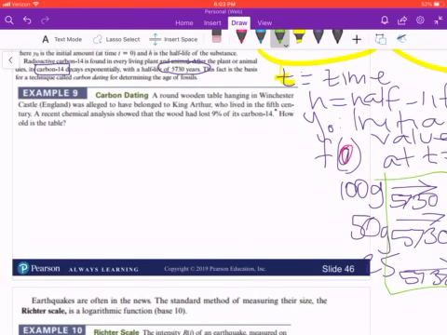So in this problem, example 9, we're going to use the half-life of carbon-14. And the problem is about a round wooden table that allegedly belonged to King Arthur, who lived in the 5th century. So those will be the years from 401 to 500. Yes, the 5th century. So the table was shown to have lost 9% of its carbon-14.